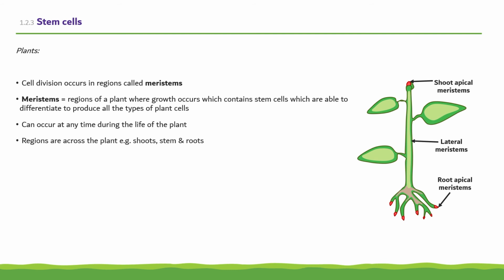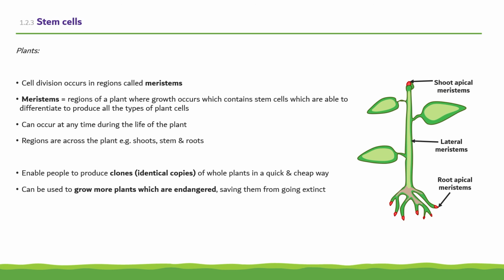You don't need to remember the names of these regions, but they are shown in the diagram just to give some context. The meristems enable people to produce clones, or identical copies, of whole plants in a quick and cheap way. This can be used to grow more plants which are endangered, saving them from going extinct, and also for growing identical crops which have desired features like disease resistance.